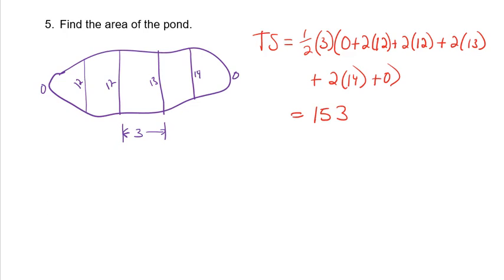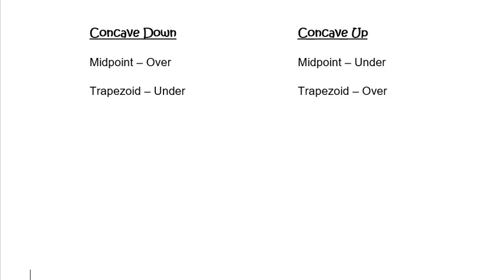Okay, so what you need to know is whether you are an overestimate or an underestimate when you use the midpoint and the trapezoid, because sometimes they are so close to the graph you can't really tell by your sketch. And so here's how you're going to know. If the graph is concave down, then the midpoint is going to be an overestimate and the trapezoid is going to be an underestimate. If the graph is concave up, the midpoint is an under and the trapezoid is an overestimate.